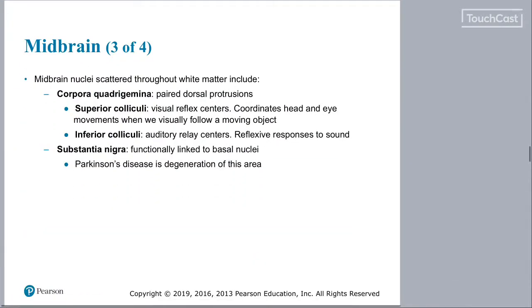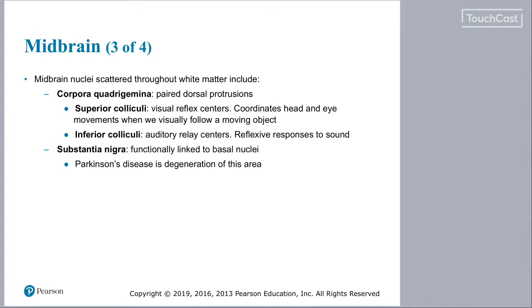So in our midbrain, the nuclei are going to be scattered throughout white matter. So we have what's called our corpora quadrigemina. So these are going to be protrusions from the back. They contain our superior colliculi, which is a vision reflex center. It coordinates our head and eye movement when we visually follow a moving object. So this could be conscious, it could be unconscious. I'm sure you've unconsciously watched someone walking past, not on purpose, but it just was an unconscious movement. So these are also going to be our visual reflex centers.